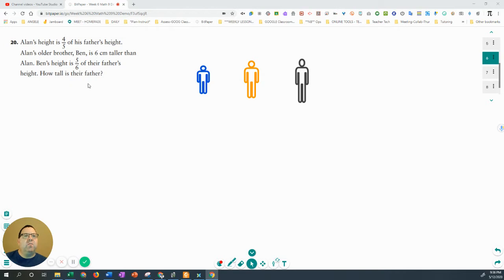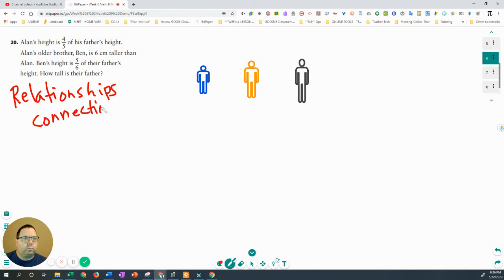Alan's height is 4/5. So what you want to do, guys, is, again, this is about relationships. You've got to draw connections. I'm trying to use a little handy dandy diagram here, because I just so happen to have a library bank of symbols in this program.